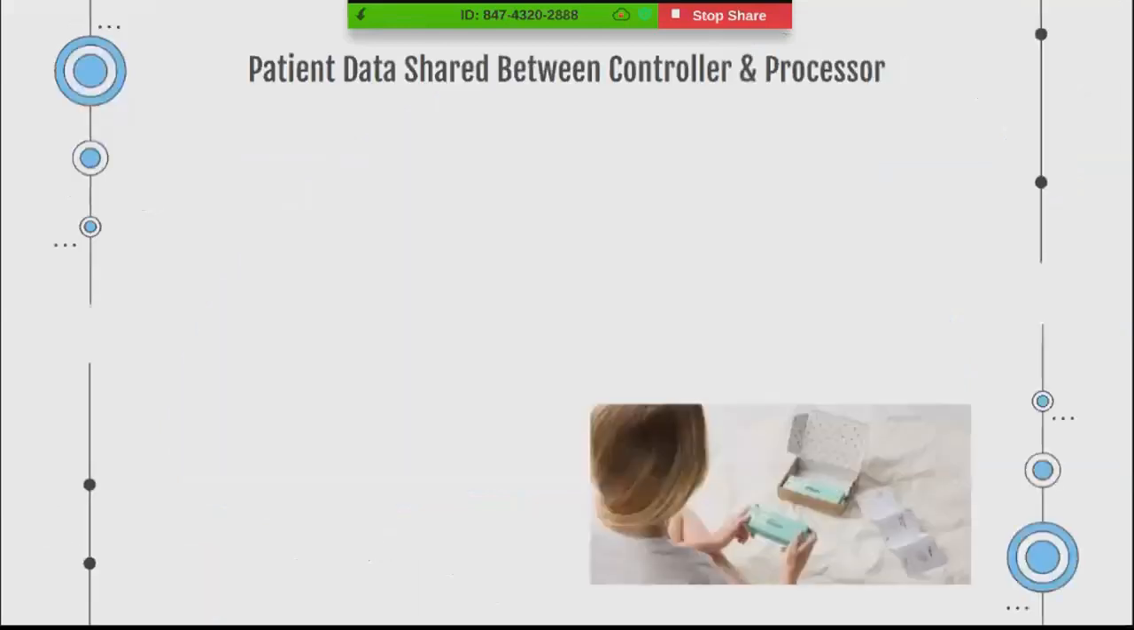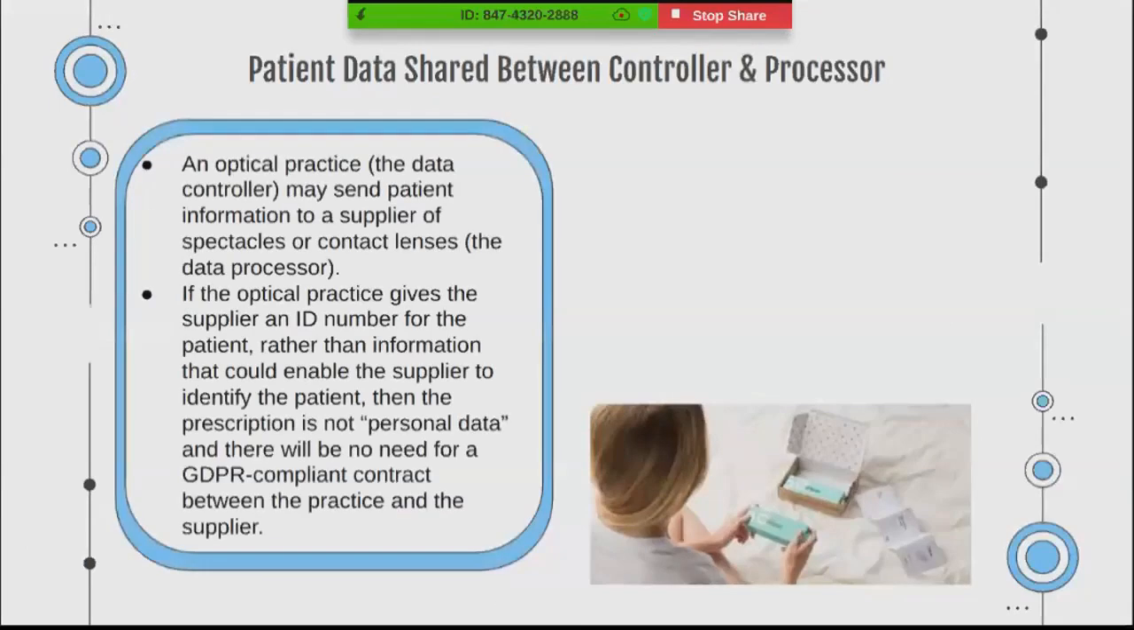So, patient data that's shared between the controller and the processor. An optical practice, so that's the data controller, may send patient information to a supplier of spectacles or contact lenses, who would then be the data processor. If the optical practice gives the supplier an ID number for the patient, rather than information that could enable the supplier to identify the patient, then the prescription is not personal data, and there will be no need for a GDPR compliant contract between the practice and the supplier.